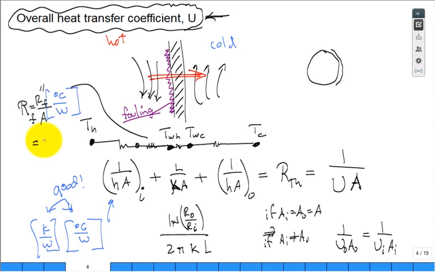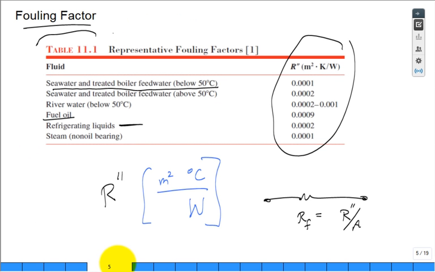Okay? I wish that would have been 1 over h_fouling times A. That would have made sense to me. Some sort of fouling coefficient in place of the convective coefficient, some fouling coefficient h_f. But they didn't do that, so just get used to what's in the book. All right, there you go.